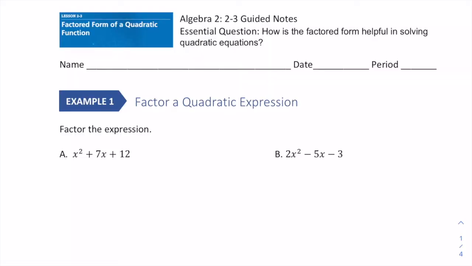Hello and welcome back. Today we're going to cover how to factor trinomials. Trinomials are polynomials with three terms. So we can see x squared plus 7x plus 12.